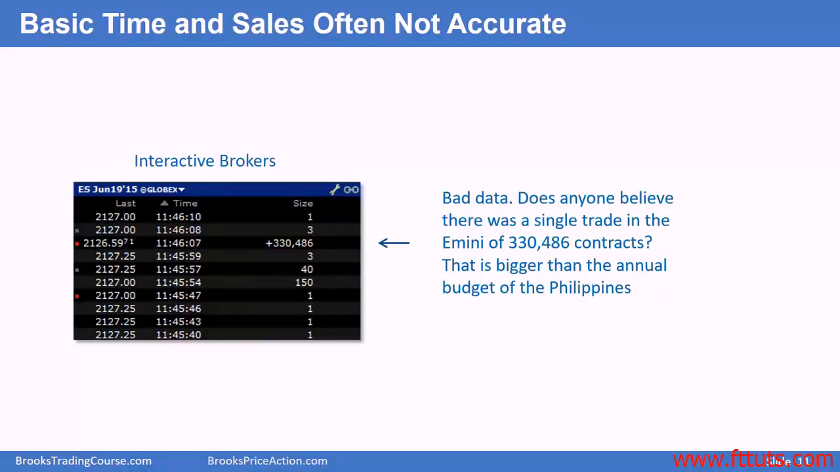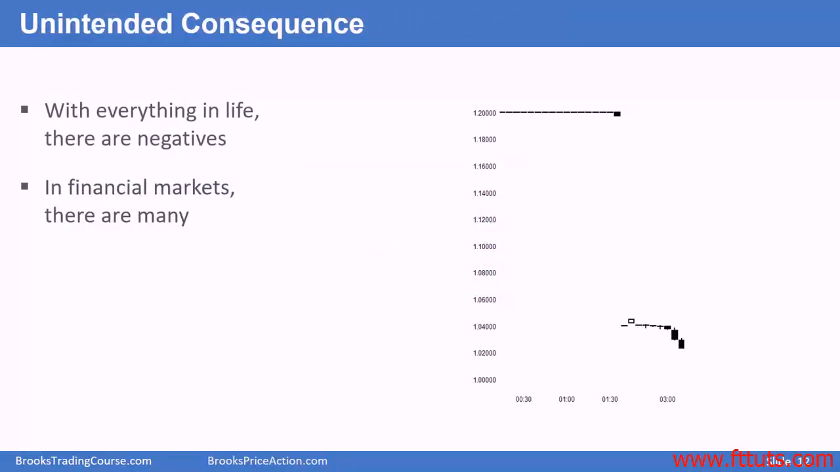330,000 contracts. When you translate that into dollars, let's say the S&P is trading at 2,000 and it's $50 a point, so that's $100,000 per contract, and there are 330,000 of those contracts being traded. That's bigger than the annual budget of the Philippines. So do you think that actually took place and did not move the market at all? No, so it's clearly a crazy piece of data, and you don't know what to do with it. Every now and then, stuff happens that you don't understand, and it happens much more often in the financial markets than a lot of traders would like.